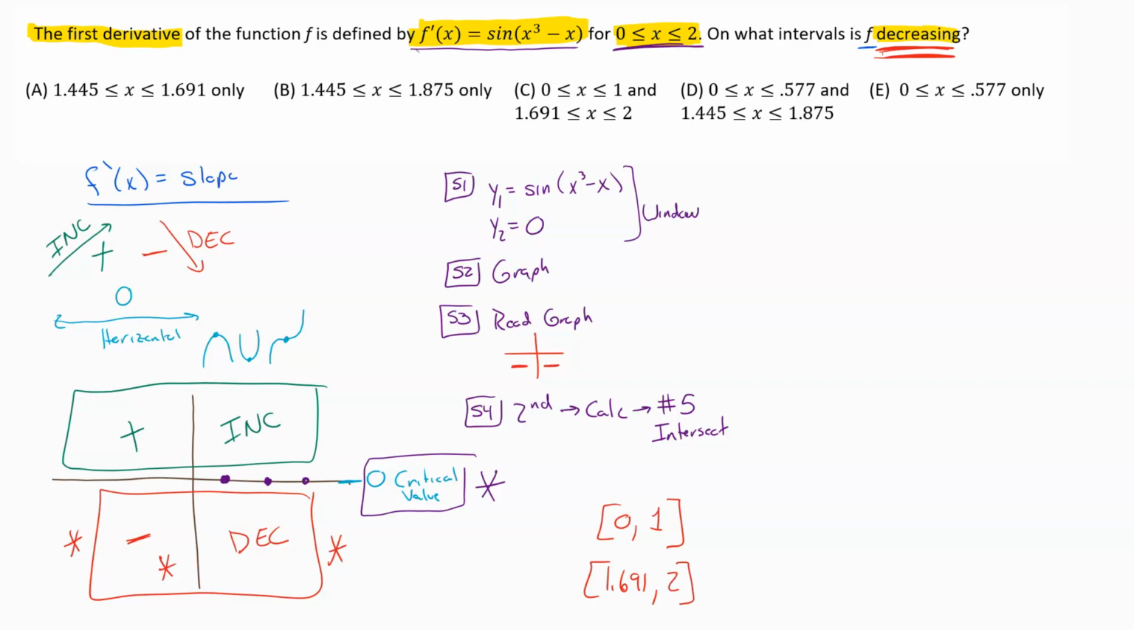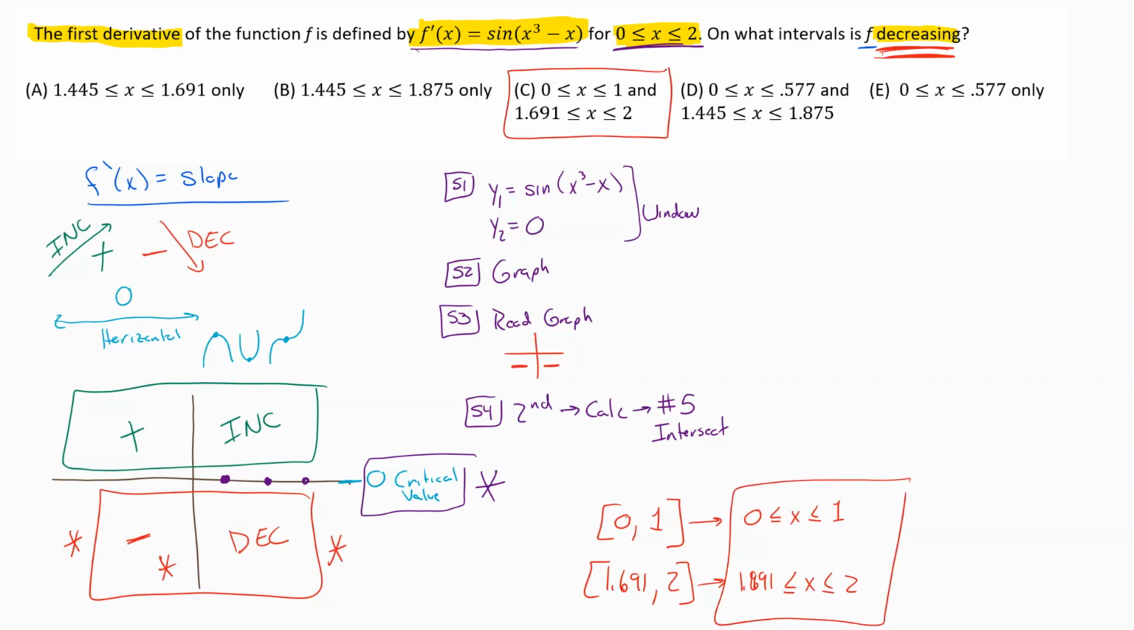And then this is interval notation is what I've got it written in, but when you go to write it on an answer, that would look from 0 to 1. When it's brackets, that includes, so that has the equals. And then here we'd be doing 1.691 is less than or equal to x is less than or equal to 2. So those are our 2 intervals where this graph was decreasing. And so our answer in this situation would be option C.